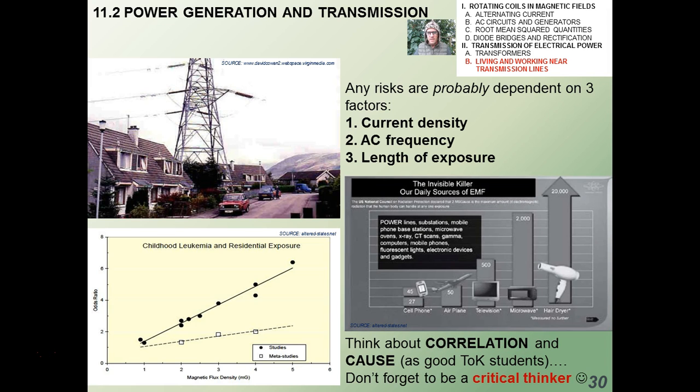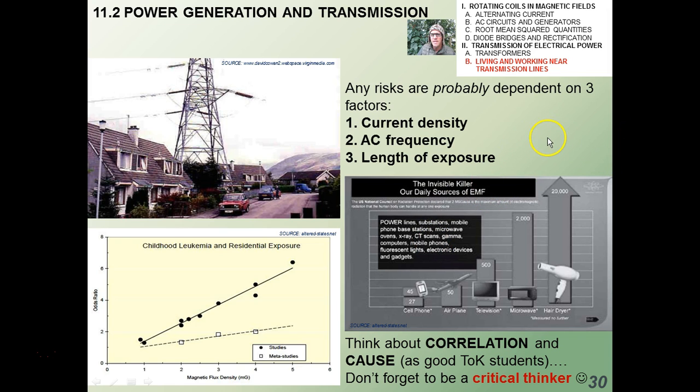This is a really interesting topic, which brings up the idea of correlation and cause. If you think about that in your TOK capacity, there's a lot of false stuff out there about this topic. You get online and there's all this dramatic stuff. First of all, there are lots of bad graphs. Most people look at these graphs and ask, what is that? Odds ratio to magnetic flux density. Look at this, the invisible killer, daily sources of EMF.